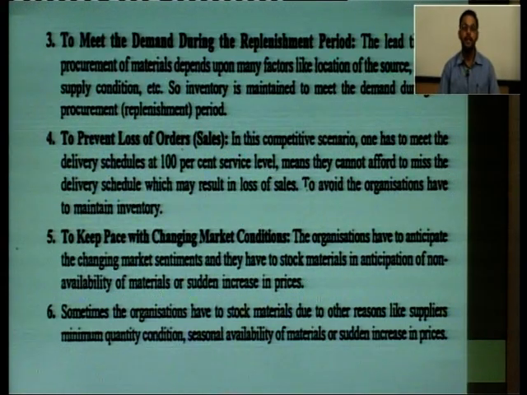Number 3, to meet the demand during the replenishment period. The lead time for the procurement of materials depends upon many factors like location of source, demand, supply conditions, etc. So, inventory is maintained to meet the demand during the procurement period.